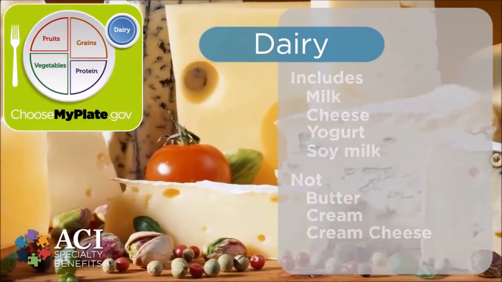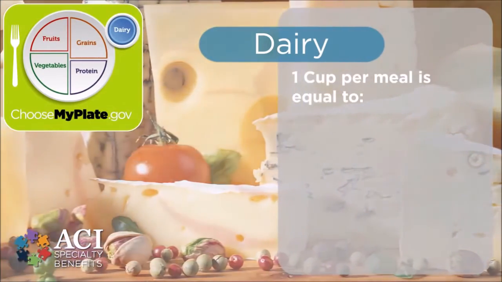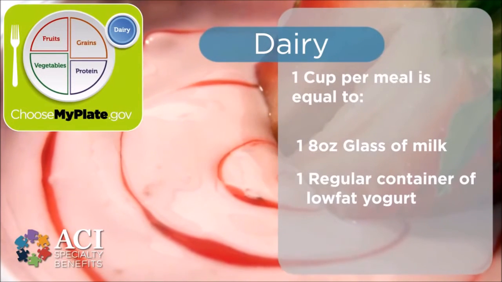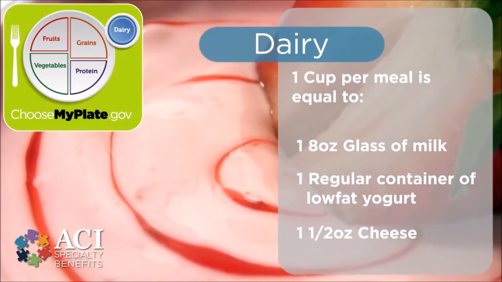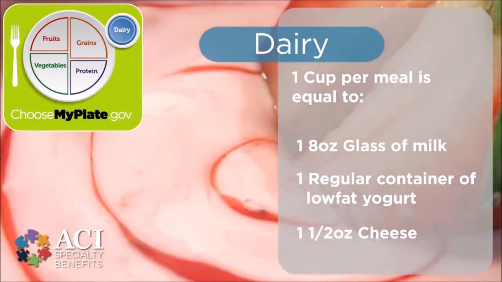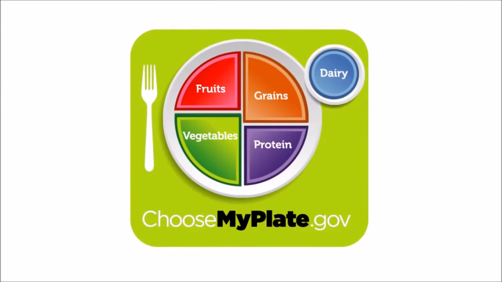It is important to try to eat around 1 cup per meal of low-fat dairy, which is equivalent to one 8-ounce glass of milk, 1 regular container of low-fat yogurt, or 1.5 ounces of hard cheese, to ensure the optimal health benefits. With the new Choose My Plate dietary guidelines, the delectable possibilities for nutritious meals are endless. Take what you've learned today and stock that fridge full of the best foods that your body needs.